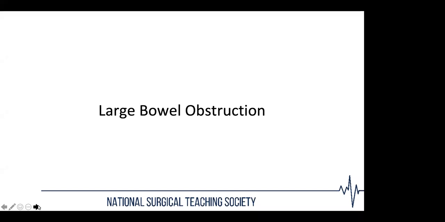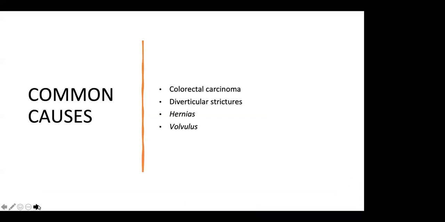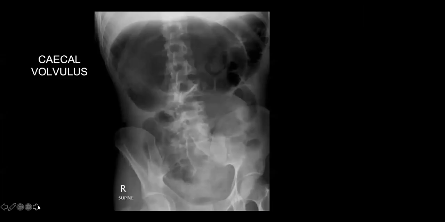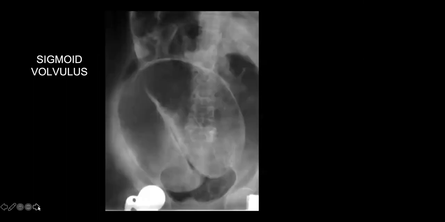Moving on now to large bowel obstruction. So the most common causes of large bowel obstruction are colorectal carcinoma and diverticular strictures, and less common causes include hernias and volvulus. So this is what cecal volvulus looks like. It's often described as a fetal appearance. And this is sigmoid volvulus, classic MCQ question, coffee bean appearance, that is sigmoid volvulus.